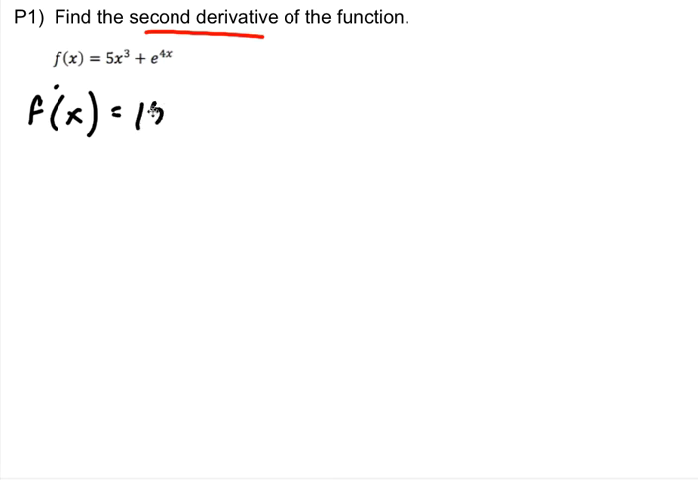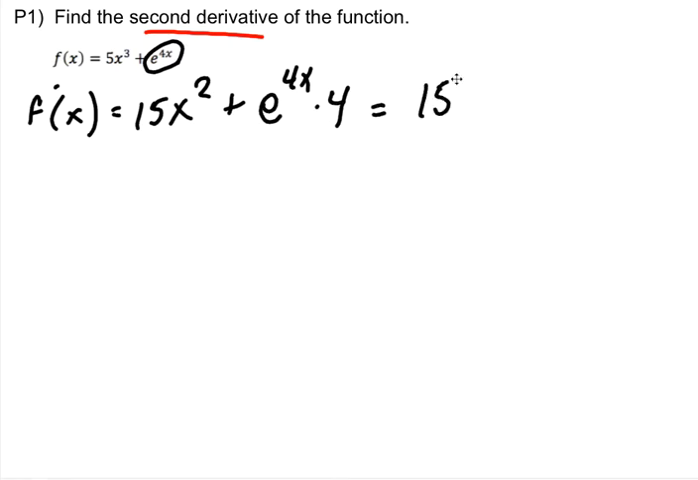So I'm going to get a 15x squared. And then notice that this is a chain rule because there's something inside the e function. It's e to the 4x, not just e to the x. So the derivative of e to the stuff is e to the stuff times the derivative of the stuff. So I get that my first derivative is a 15x squared plus a 4e to the 4x.